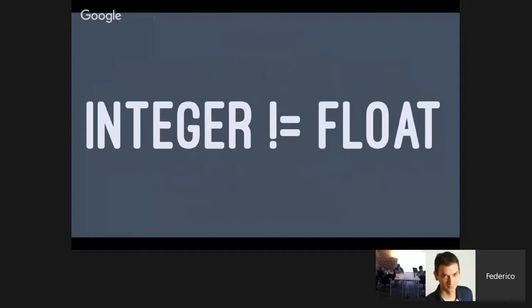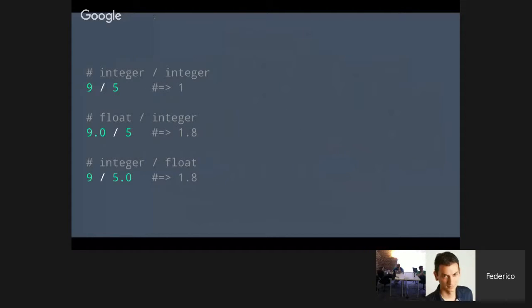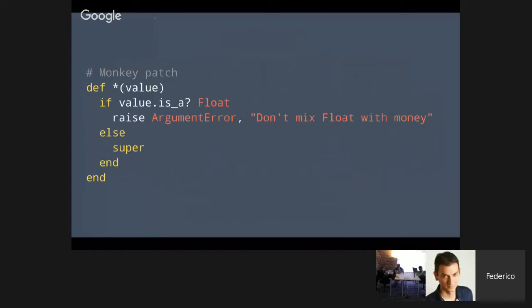Next one, do not mix integers with floats. You've probably seen this before, where you do a division. If you only have integers, then it's fine. When you start combining them, it gets messy, because it rounds it for you. You have to make sure, especially in Ruby, because sometimes it totally allows you to do this kind of operation, so you have to be very mindful of not mixing them.